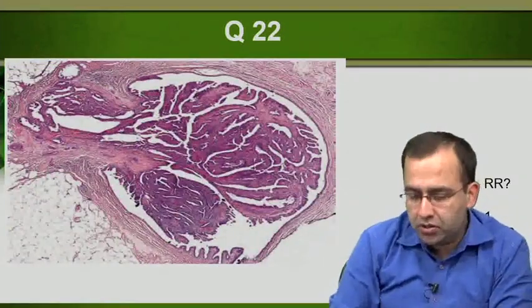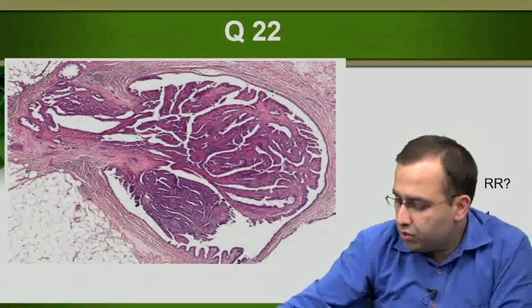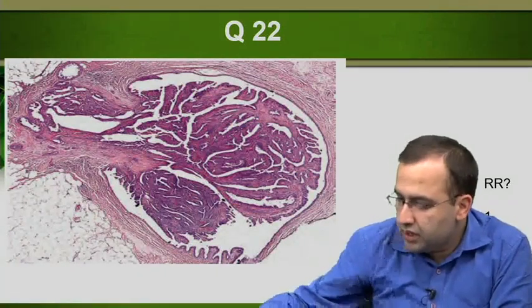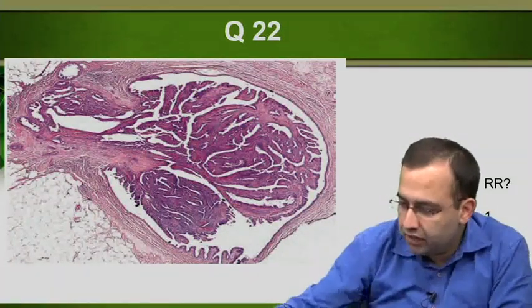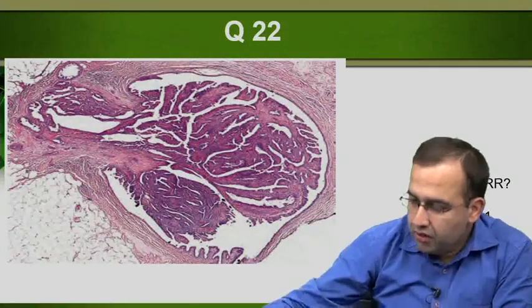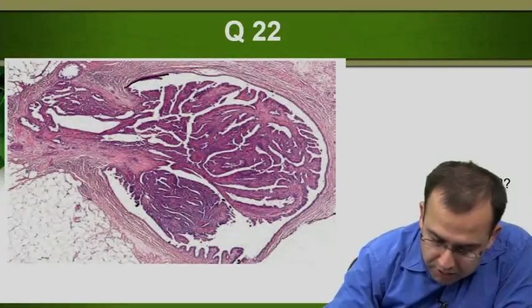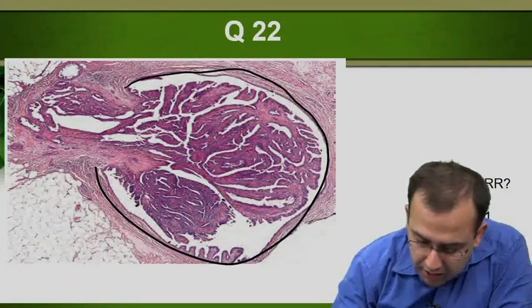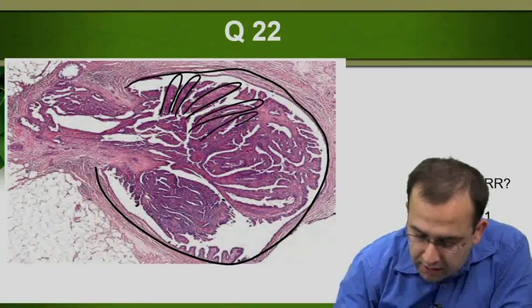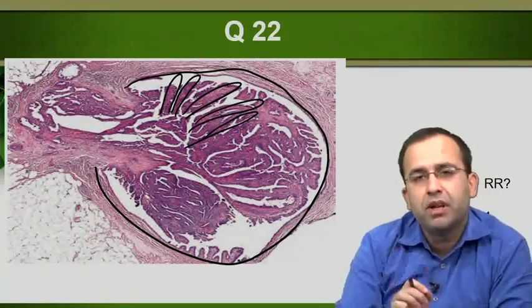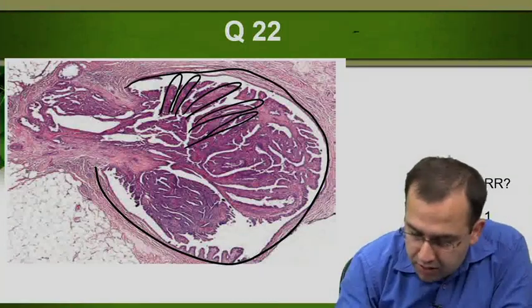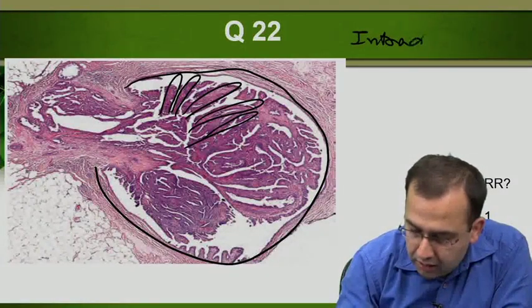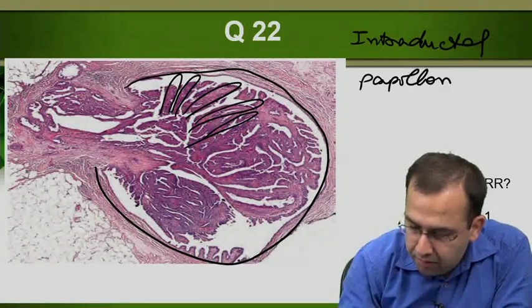Next, coming to this one, question 22. The question was relative risk in this. Answer, firstly, have a look at the diagnosis. This shows the presence of an enlarged duct with numerous papillae. All these are the papillae in which you are able to see something pink inside it. So diagnosis, intraductal papilloma.